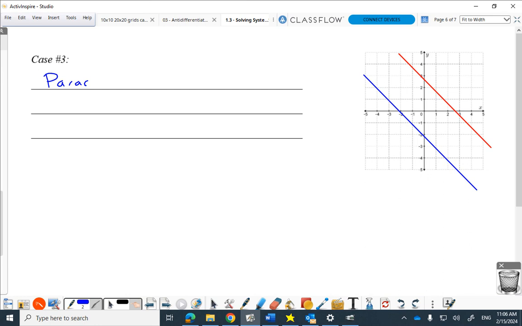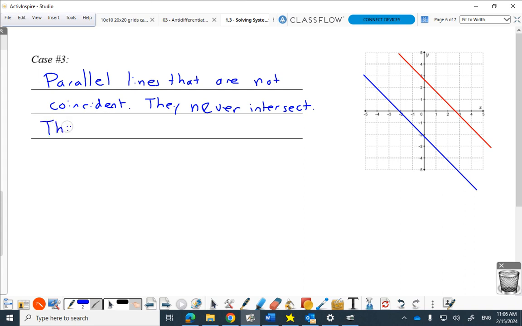Parallel lines, and just to get you used to the new word, I'll use that too, that are not coincident. They never intersect. This happens if... yeah, now you're ready. Yeah, the same slope.